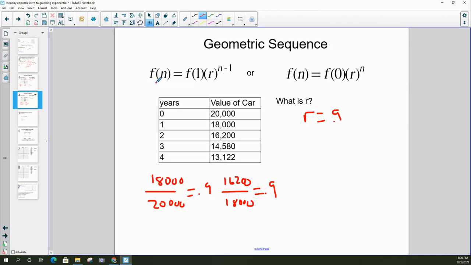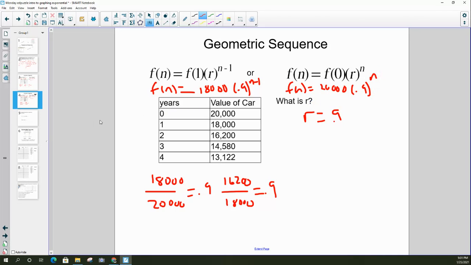So do this up here, f of n. The first term is 18,000 times 0.9 raised to the n minus 1. Or if I start at the original value of the car, it'd be 20,000 times the ratio, so times 0.9 raised to the n power.